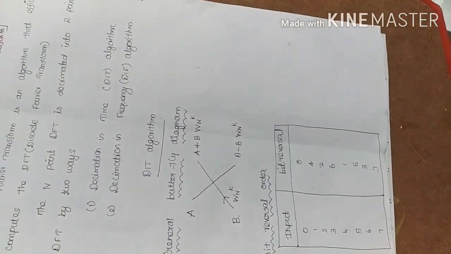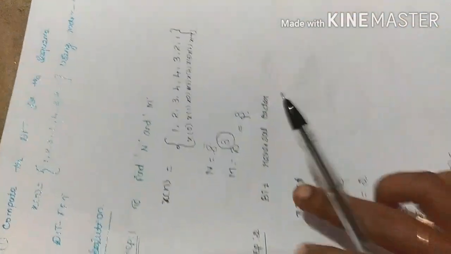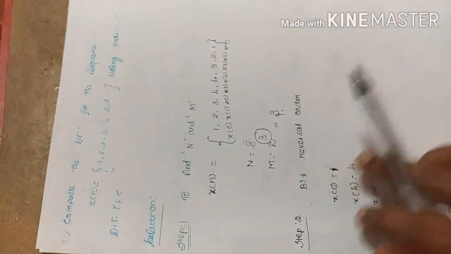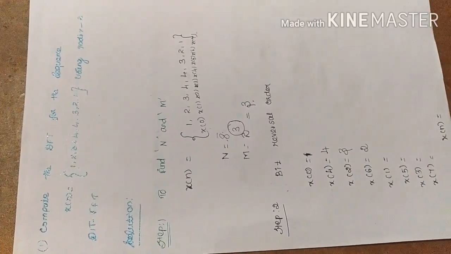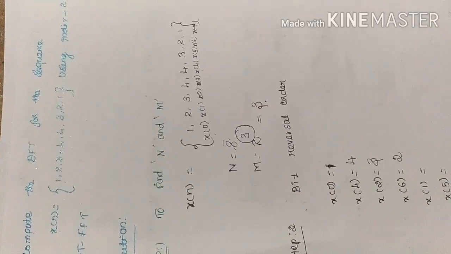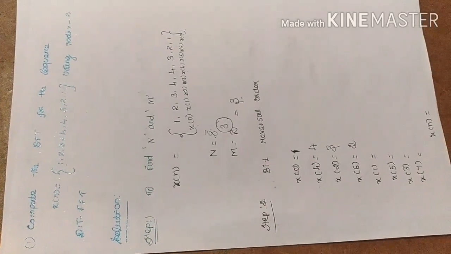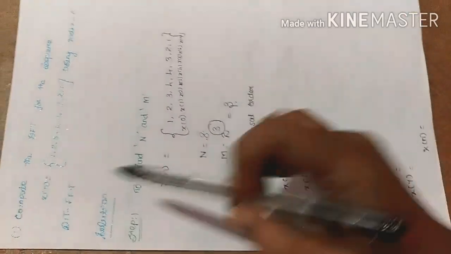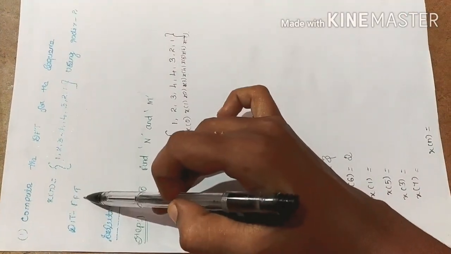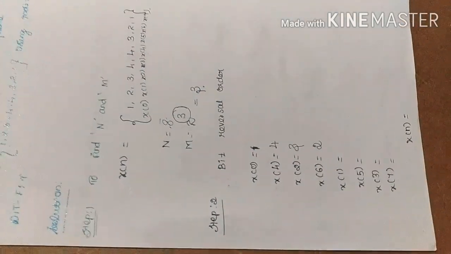Now we go to our problem. The problem is: compute the DFT for the sequence x of n equal to 1, 2, 3, 4, 4, 3, 2, 1 using radix-2 DIT FFT. Listen here, our problem is DIT FFT. The solution contains 5 steps.